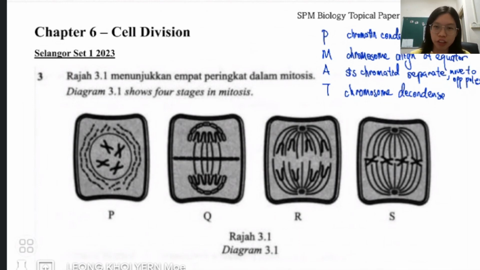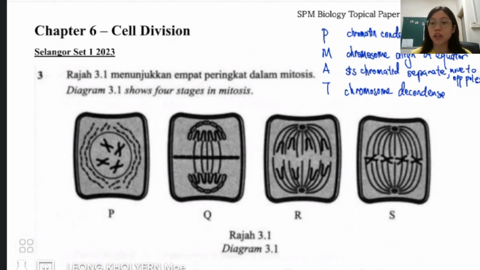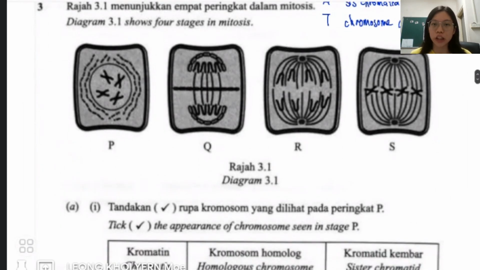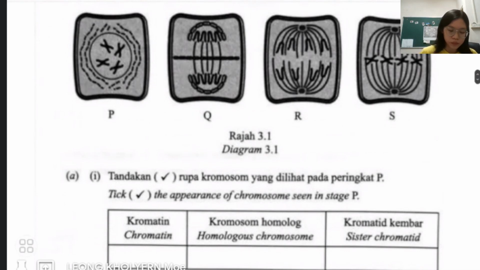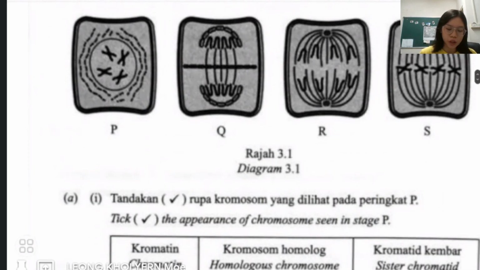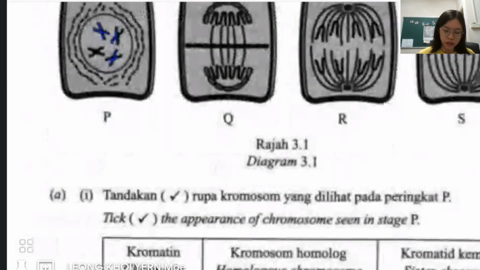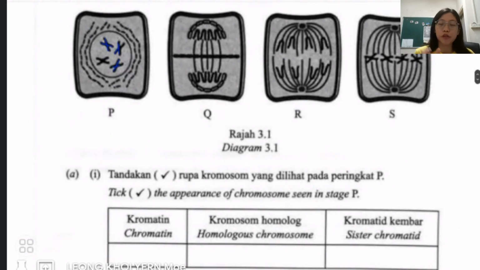So basically we are going to learn about mitosis and meiosis, the application of mitosis, and about cancer and tumor. Looking at this first question, they show you 4 stages of mitosis. Then they want you to identify the appearance of chromosomes seen in stage P. At stage P, you can see the DNA is in the form of chromosome, it's not in the form of chromatin.